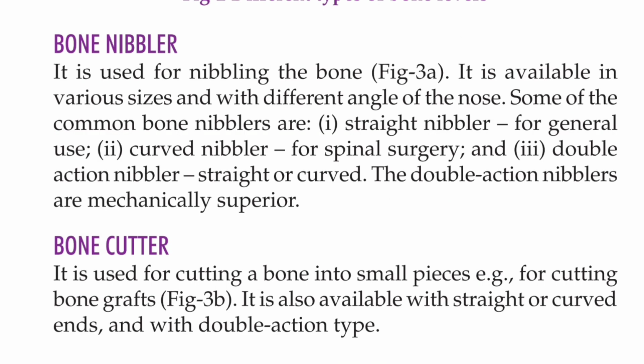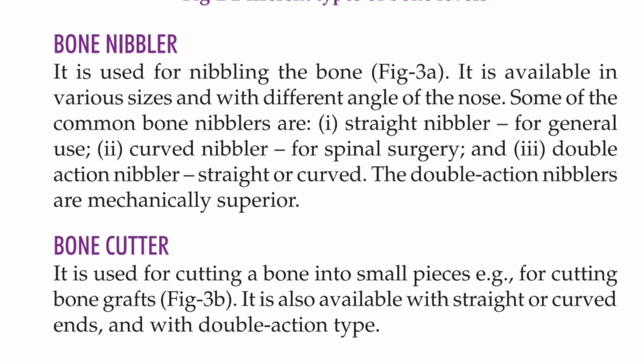So next there are 2 things, that is bone nibbler and the bone cutter. Okay, bone nibbler is used for nibbling of the bone. It is available in various sizes and angles, that is straight nibbler and the curved nibbler. Another is the double action nibbler, that is straight or curved both. Next is bone cutter. It is used to cut the bone into small pieces. It is also straight and curved type. So here you can see this is the double action bone nibbler and the downside one is the bone cutter.